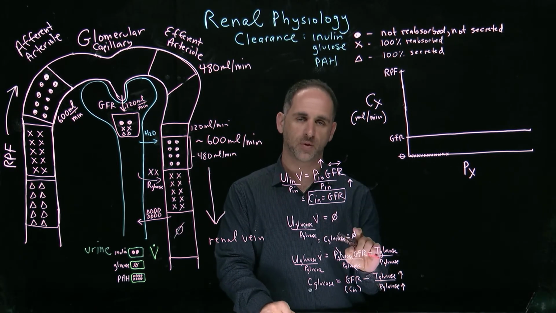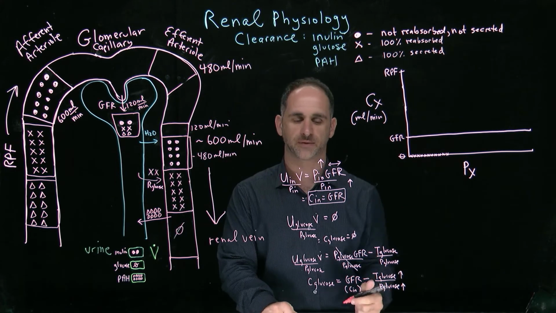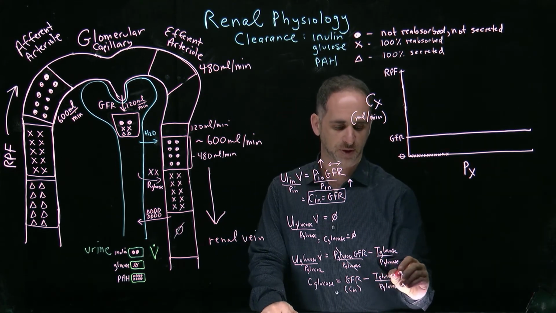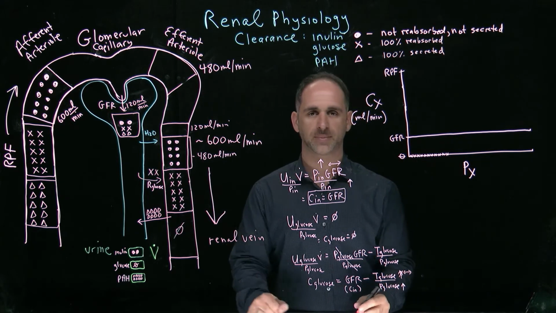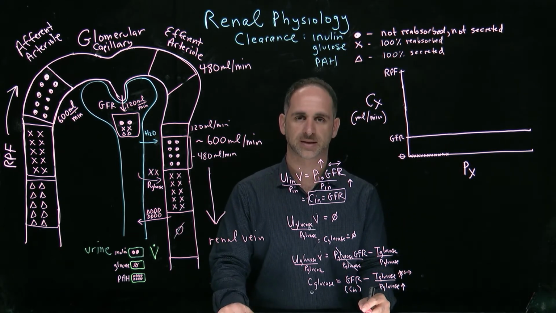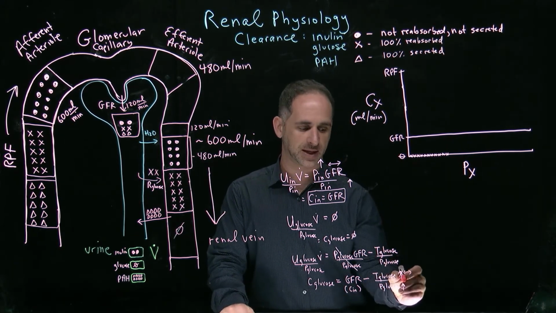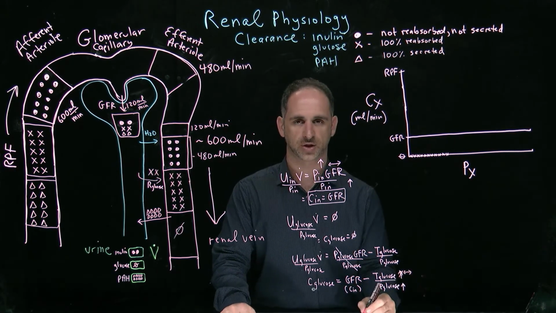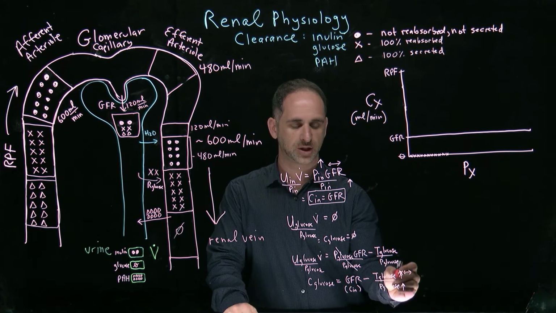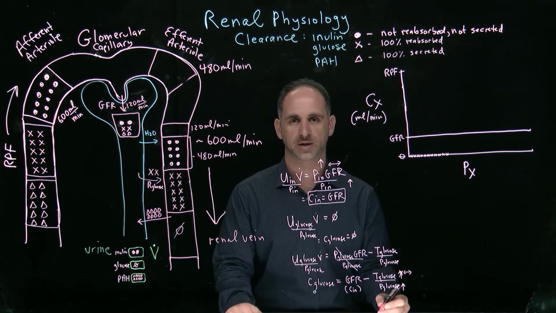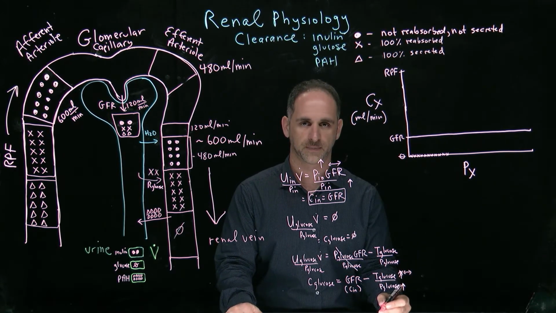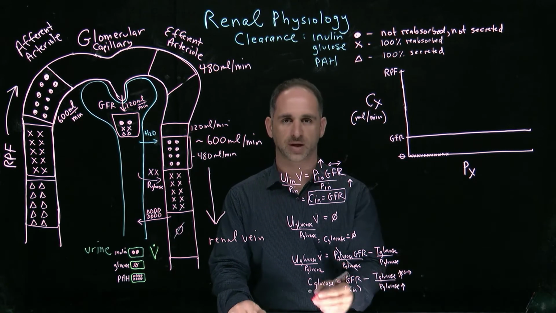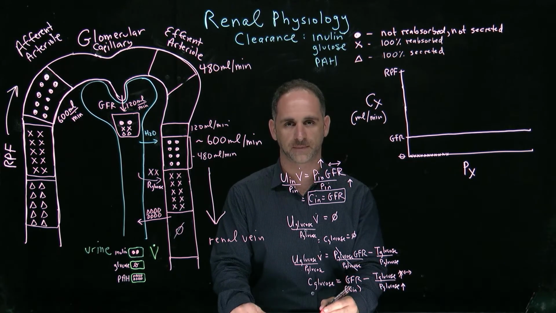But up to a certain point, whatever that plasma level is, this transport of glucose will no longer be able to increase further. It's maxed out. And so what happens then is as I increase the glucose concentration, this ratio becomes smaller and smaller and smaller. And I start to have glucose appear in the urine.